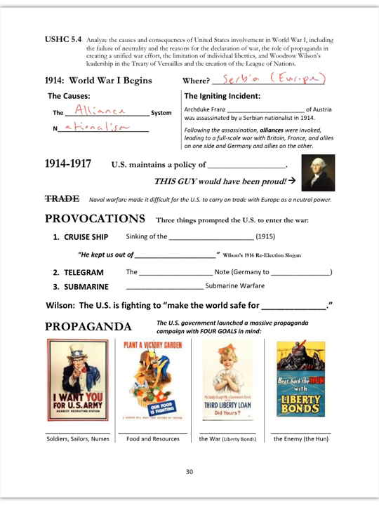Okay. The igniting incident is the assassination of Archduke Franz Ferdinand of Austria. Archduke Franz Ferdinand of Austria was assassinated by a Serbian nationalist in 1914. Following the assassination, alliances were invoked, leading to a full-scale war with Britain, France, and allies on one side and Germany and its allies on the other. From 1914 to 1917, the U.S. maintained a policy of neutrality.